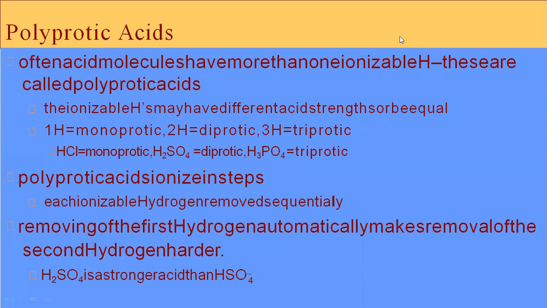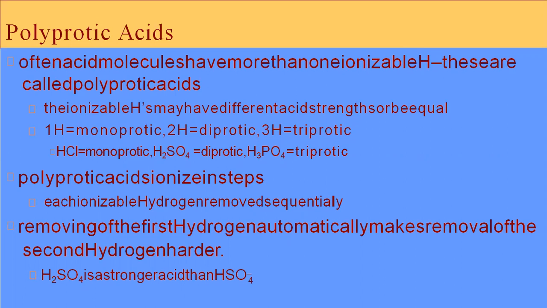If we talk about polyprotonic acids, there are many molecules which have more than one ionizable H positive or hydrogen. These are known as polyprotonic acids. The ionizable H may have different acidic strength or it may be equal. One means monoprotonic, two hydrogens means diprotonic, and three hydrogens means triprotonic. For example, HCl is monoprotonic, H2SO4 is diprotonic, H3PO4 is triprotonic.